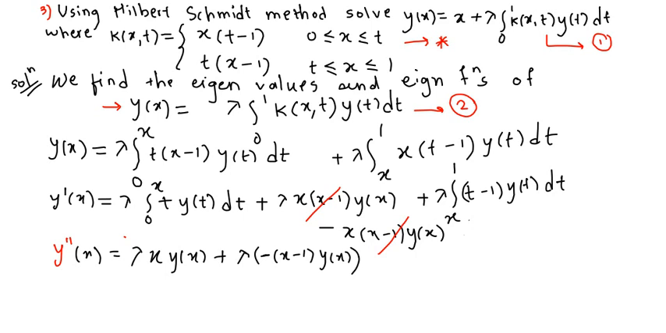So this is equal to lambda times, if you solve this equation, this lambda x y of x will get cancelled with this when we multiply it, and we will be left with lambda times y of x. So what we get here is y double dash minus lambda y equal to 0.